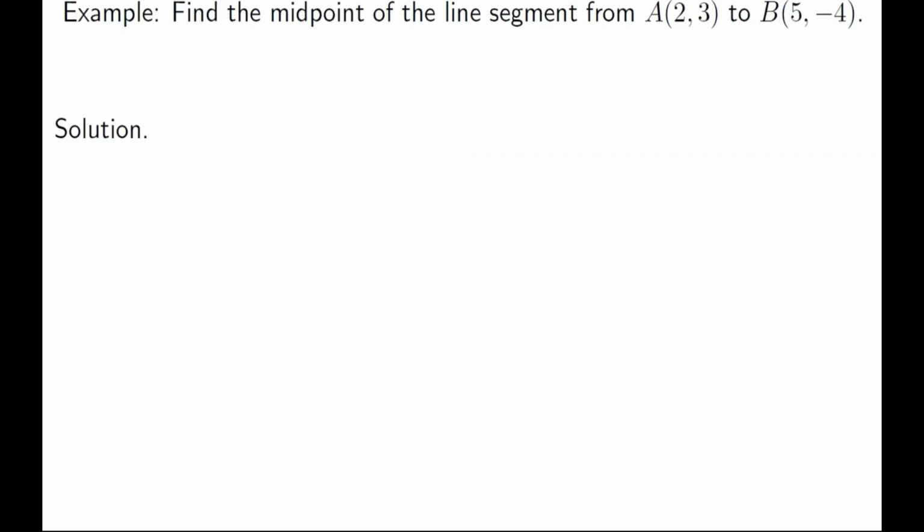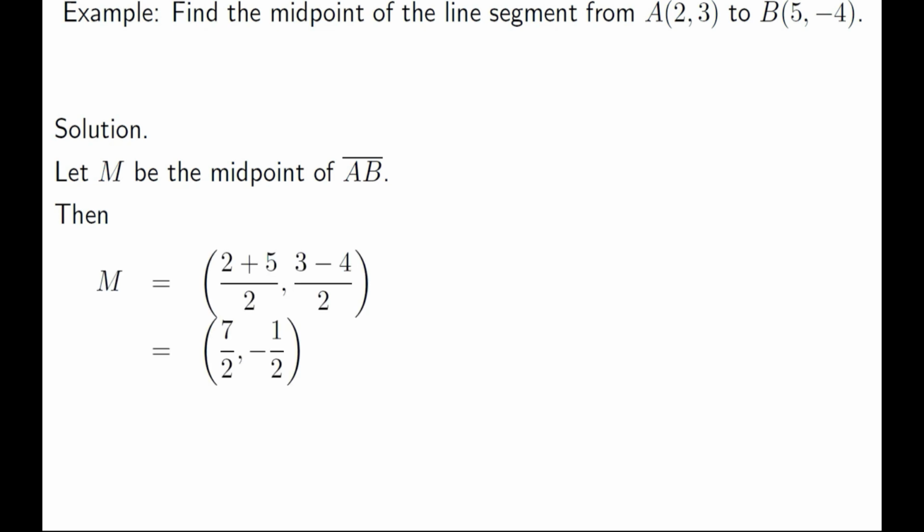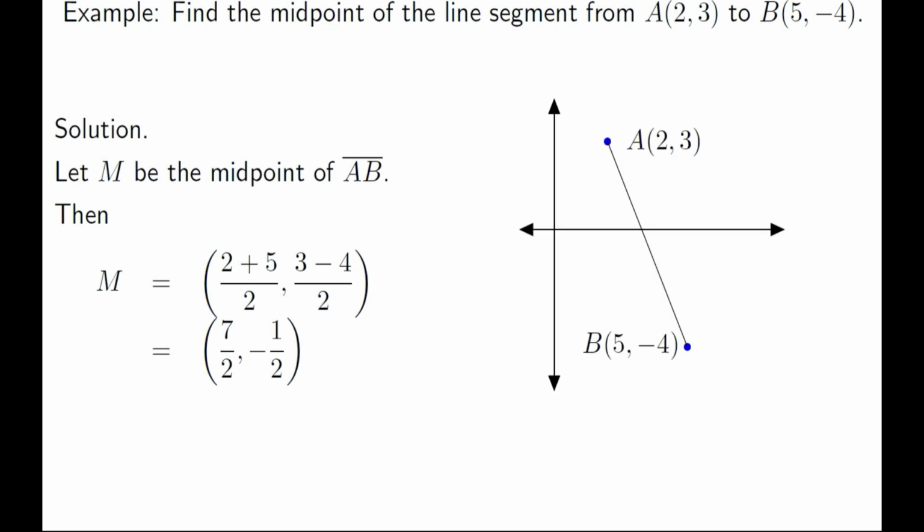For example, find the midpoint of the line segment from A with coordinates (2, 3) and B with coordinates (5, -4). We first define M to be the midpoint of line segment AB. Then we have this figure, a quick sketch of the segment with endpoints A and B. And it's clear that the midpoint is the one with coordinates (7/2, -1/2).